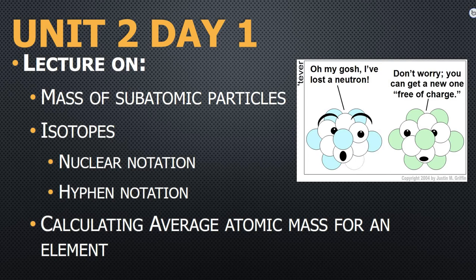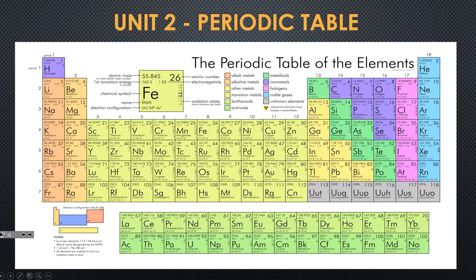Okay, so Unit 2, we're going to learn about mass of subatomic particles. We're going to learn about isotopes today, nuclear notation, hyphen notation, and calculating average atomic mass for an element. So, we're going to be using our periodic table. If you've got your periodic tables, get them out.